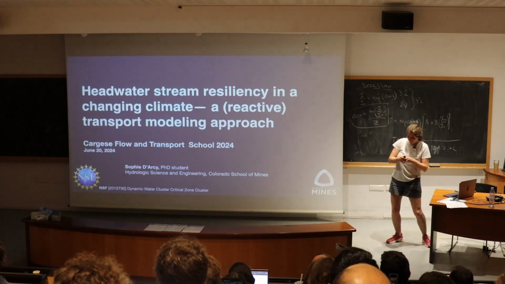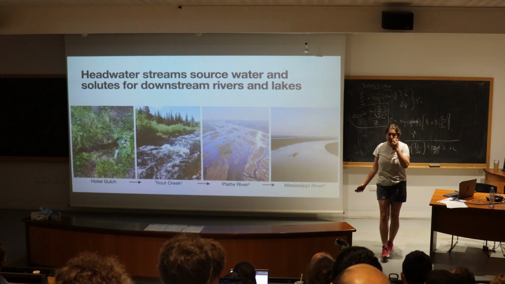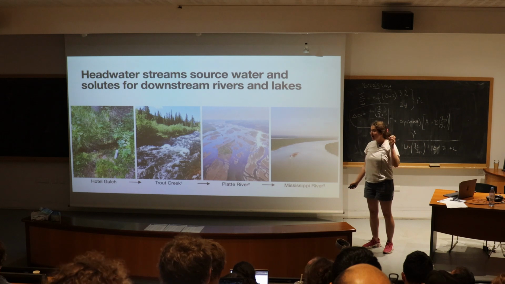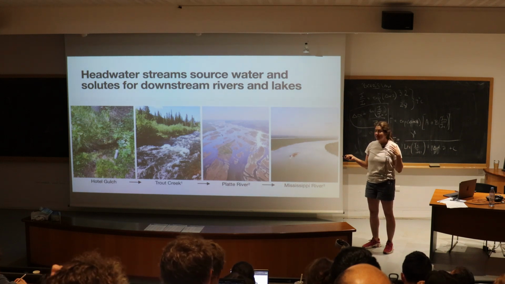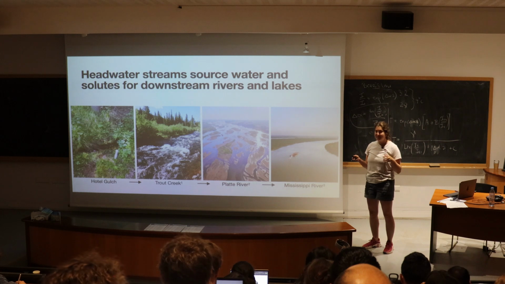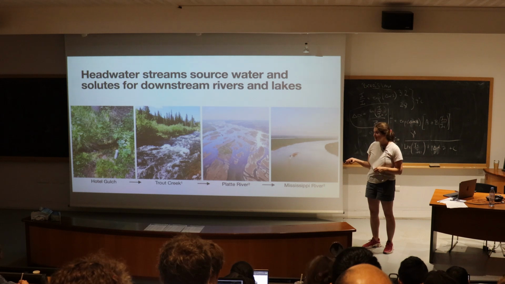Okay. So headwater streams are the smallest, most upstream portions of our river networks. And although they're small, first and second order streams make up around 70% of total stream length, and they contribute water and solutes to our downstream rivers and lakes.